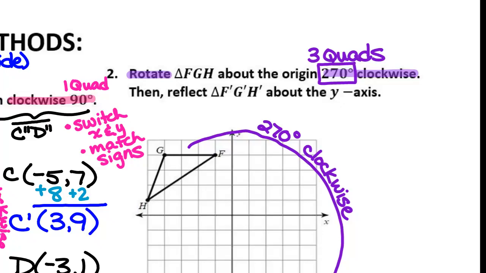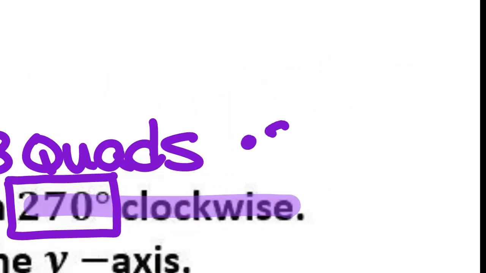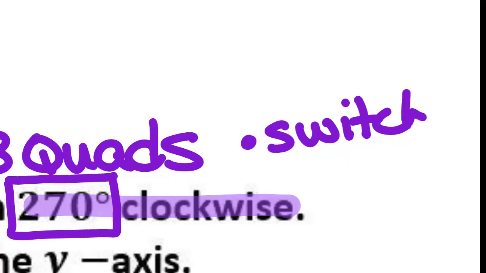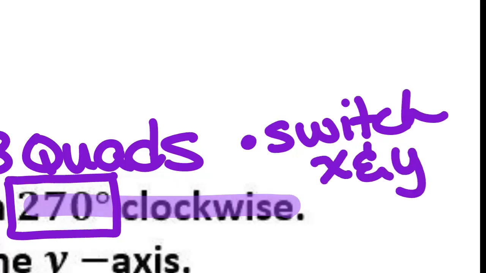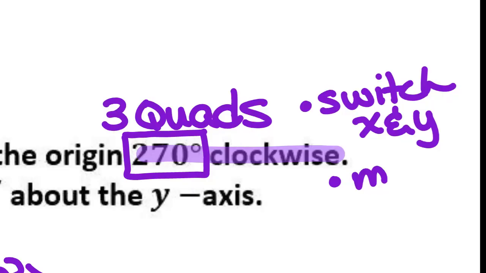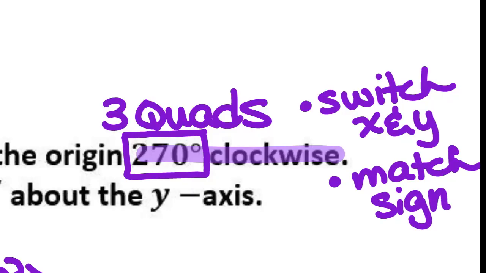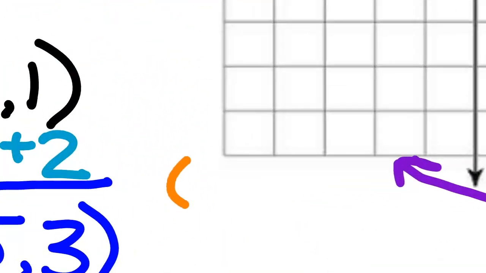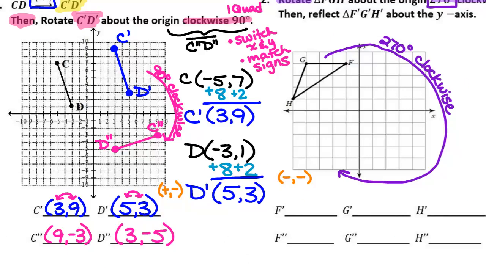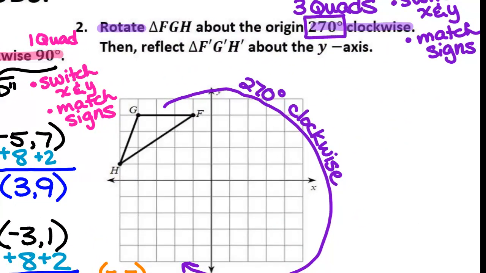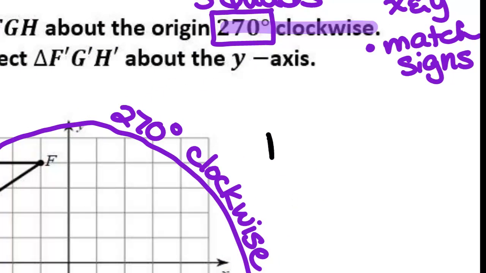So this is exactly the same as when we move 1 quadrant. We're going to switch X and Y. And then we will match our signs to the quadrant that we're landing in. Should my X's be positive or negative in that quadrant? Negative. Oh, both negative, yes. Negative X, negative Y. All right, so I need these ordered pairs for F, G, and H so that we can switch them and then match the signs.